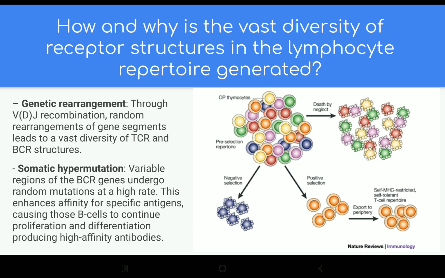How and why is the vast diversity of receptor structures in the lymphocyte repertoire generated? Lastly, through a process called VDJ recombination, the lymphocyte repertoire's enormous diversity of receptor structures can be produced. Gene segments encoding the variable regions of B and T lymphocyte receptors undergo random rearranging during this genetic recombination process during their development. Through producing a wide variety of receptor structures, the immune system's lymphocytes can identify and react to a broad spectrum of antigens, which increases the efficiency of the immune response.